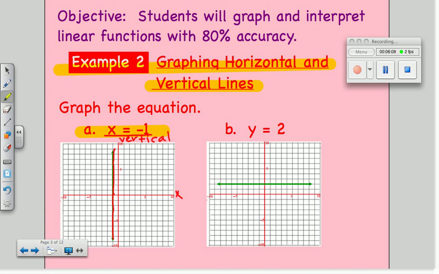Let's look and see what happens when we graph for y. Y equals 2. So now I'm going to go along my y-axis to 2. And I'm going to draw a line all along the number 2 here. So when you graph along y, you get a horizontal line.